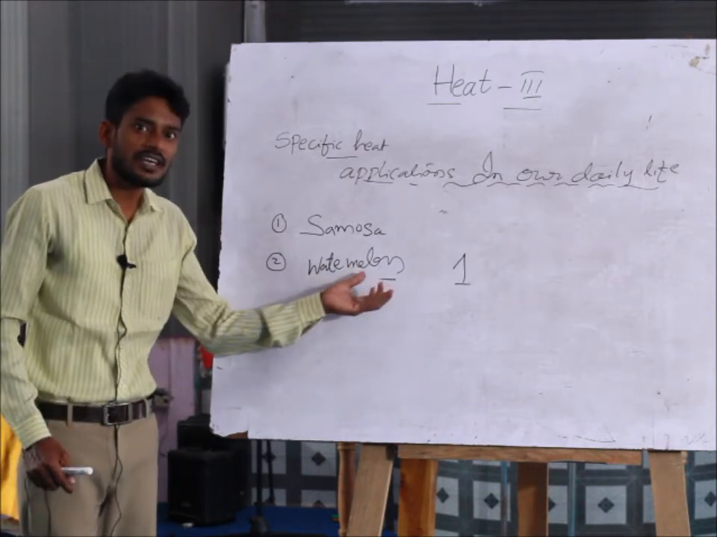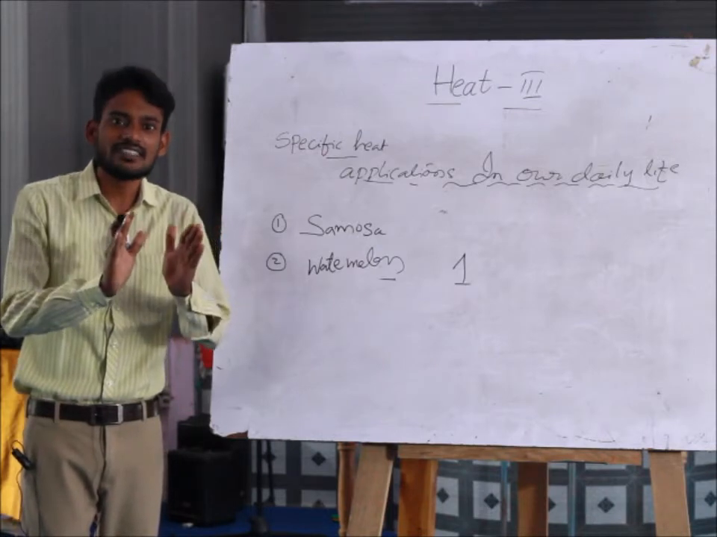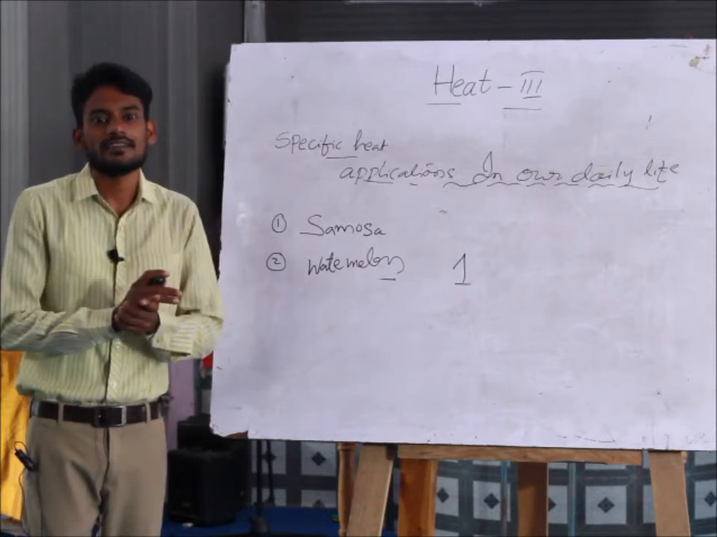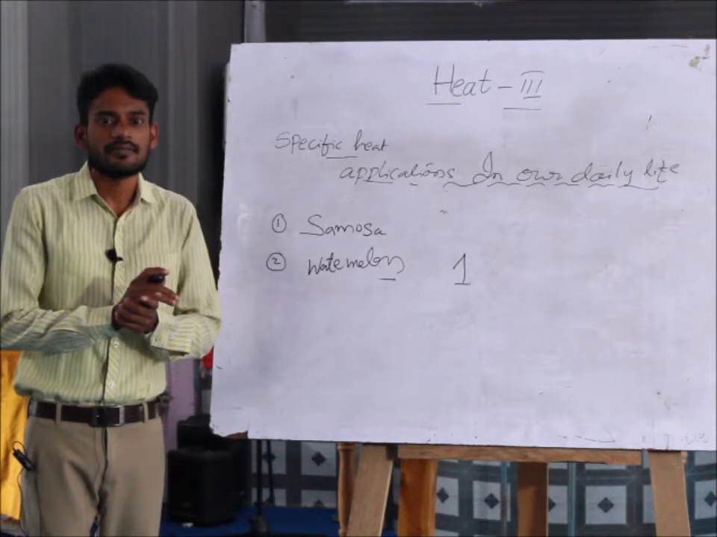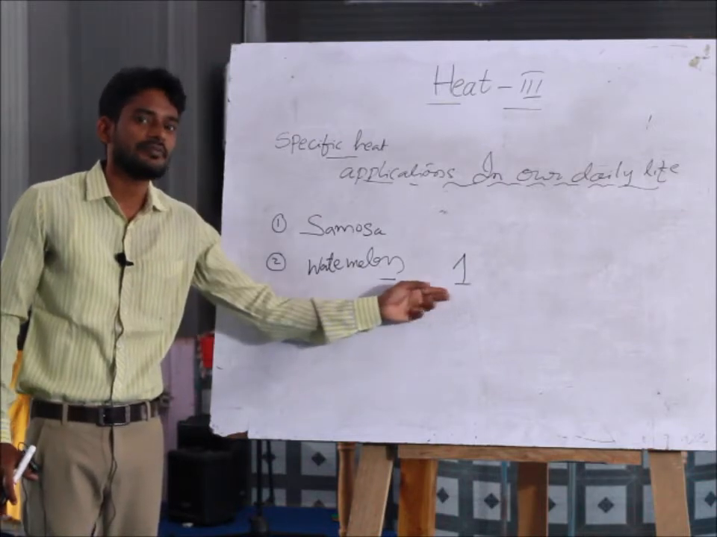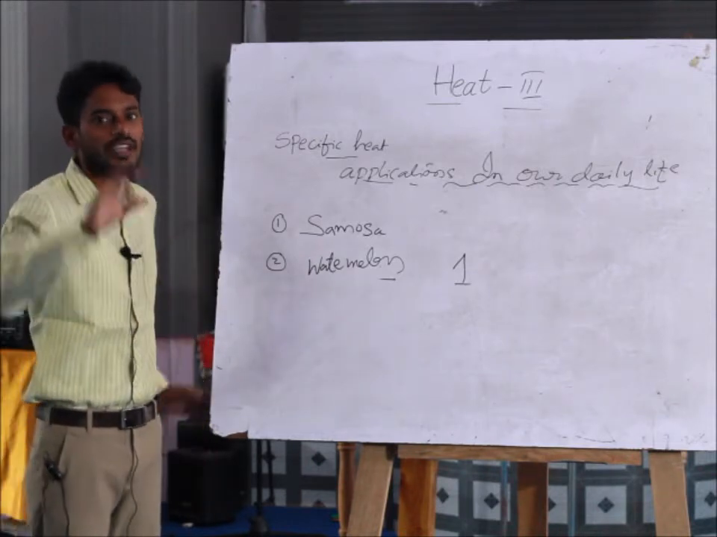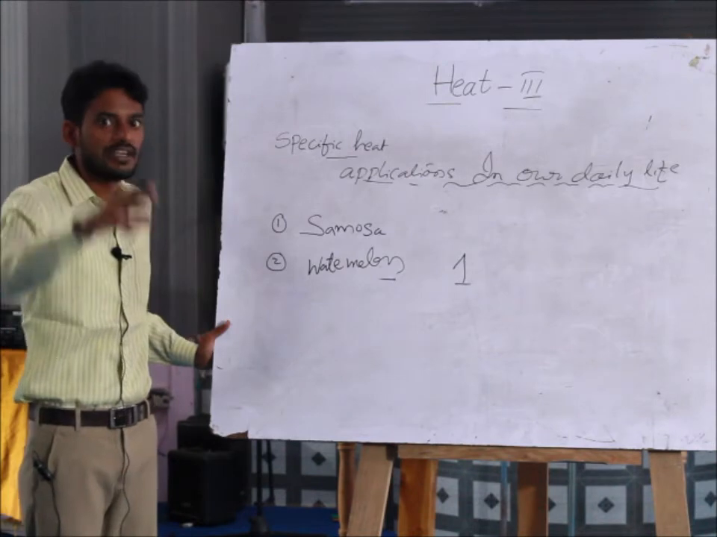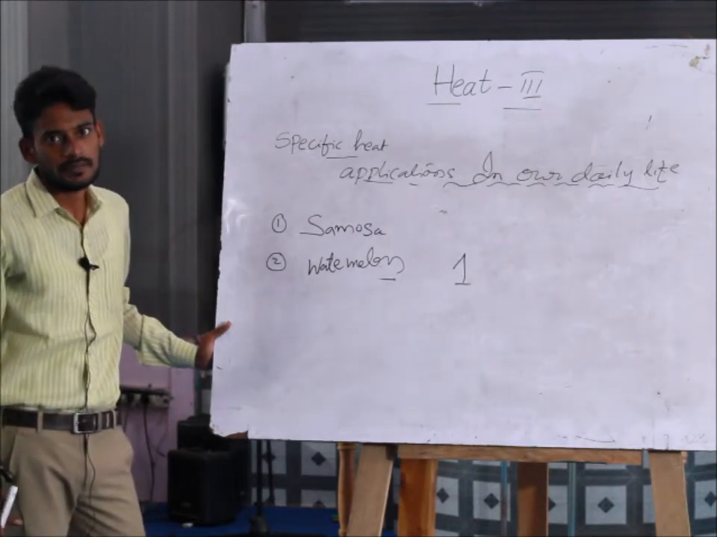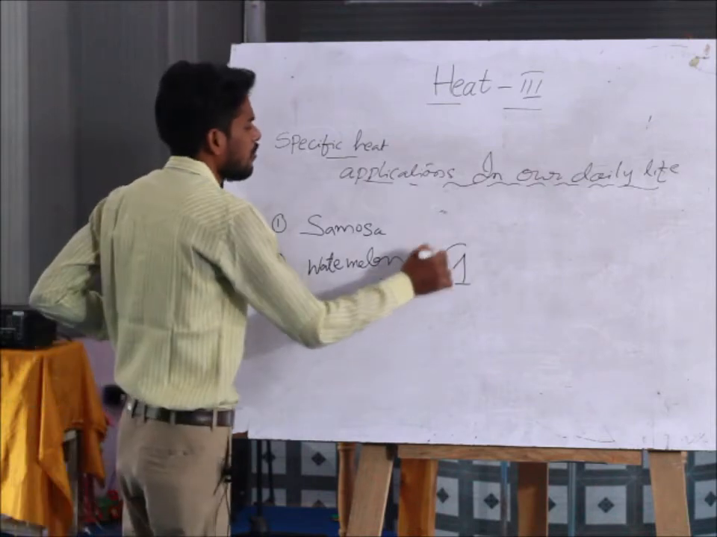Sir, here it is cooling, sir. You are telling high specific heat. High specific heat means the rise or fall in temperature takes more time. That's why there is a difference in cooling between the upper layer of the watermelon and the inside pulp, because the pulp contains water, and water has more specific heat.